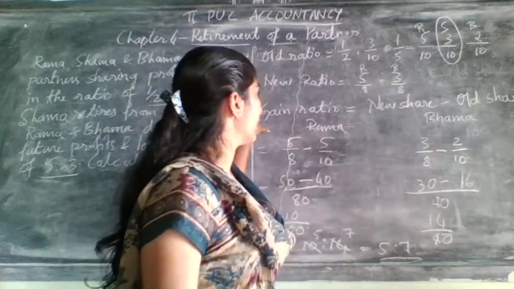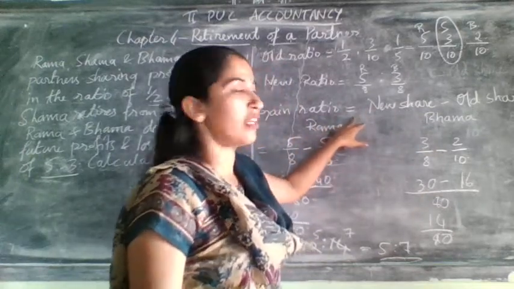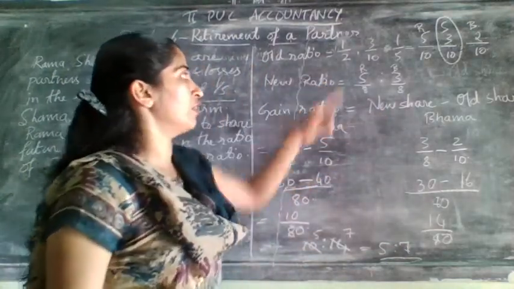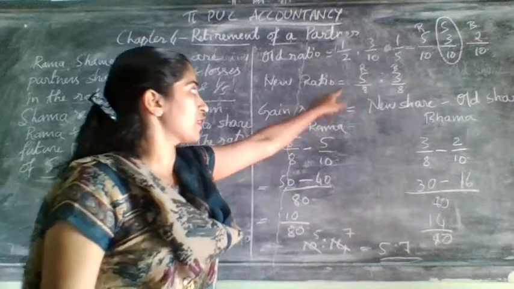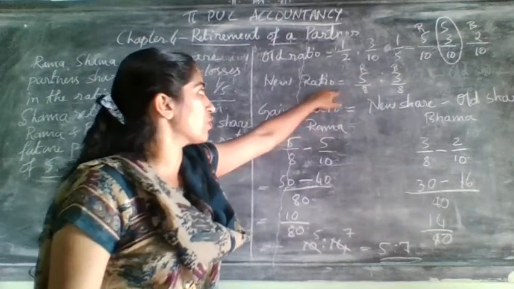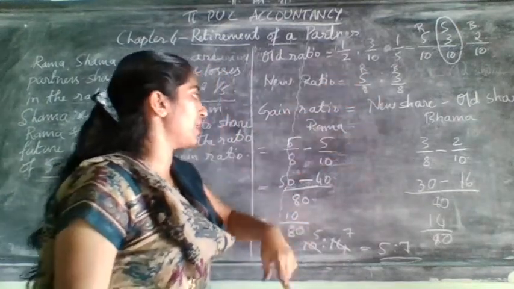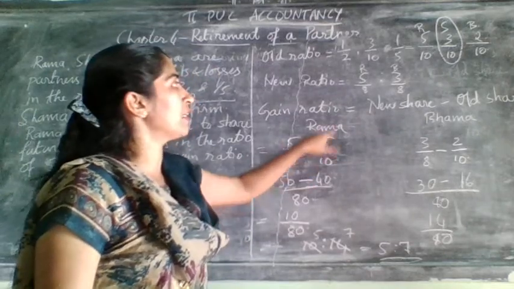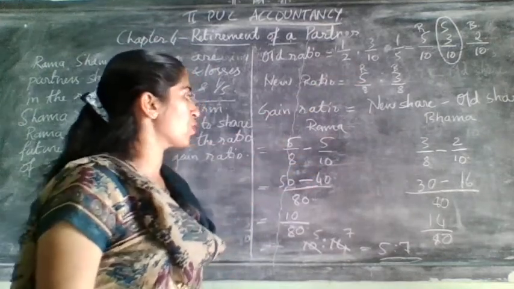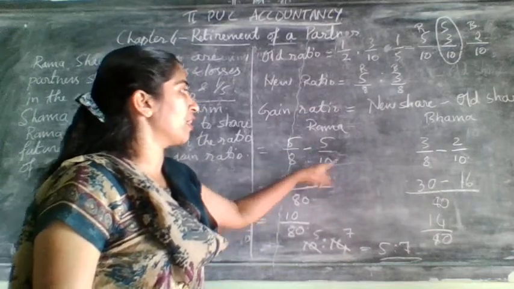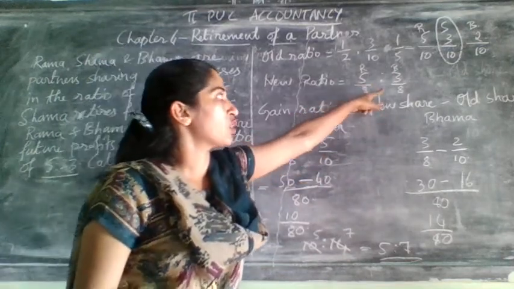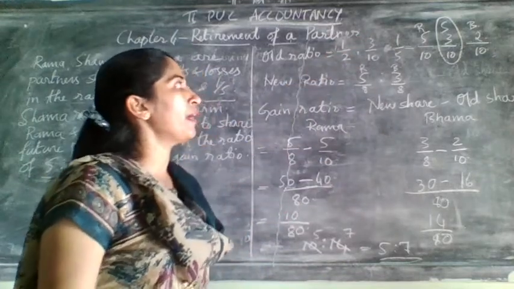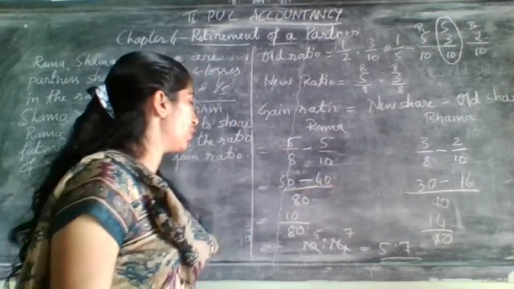What names appear in the new ratio, you need to write here as the partners' names. After writing that, write the formula: gain ratio is equal to new share minus old share. So don't take the old share first; first you need to take the new share. Here Rama and Bama are the remaining partners. Take Rama's share, that is 5 by 8, minus his old share, that is 5 by 10. Next Bama's new share is 3 by 8, minus his old share, 2 by 10.